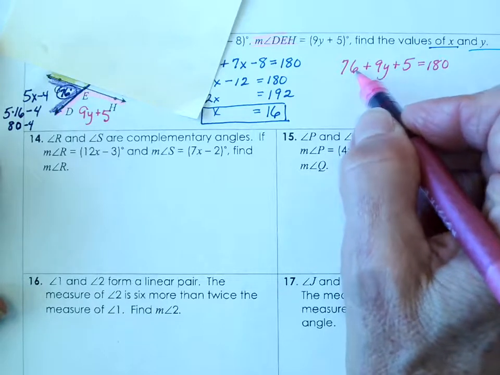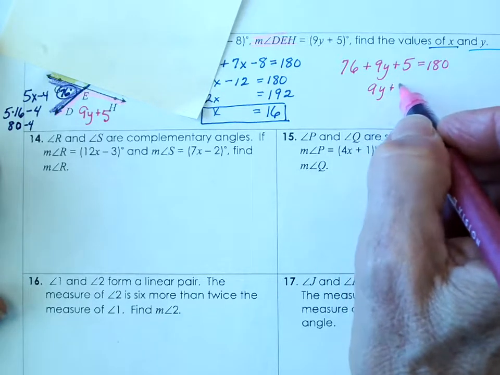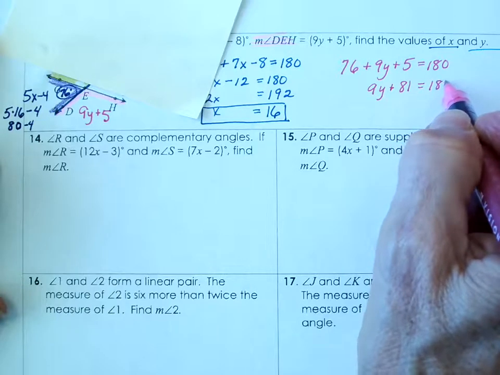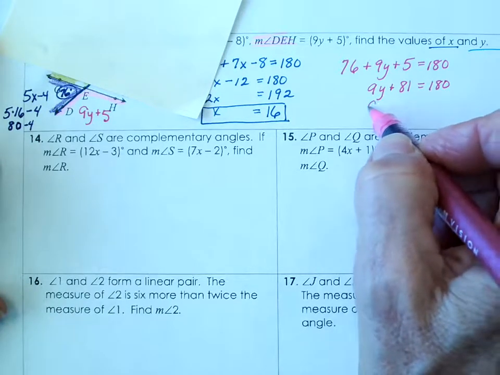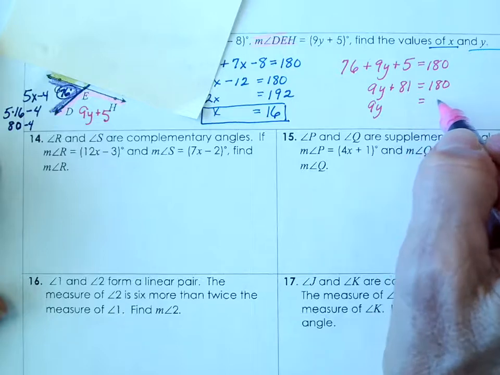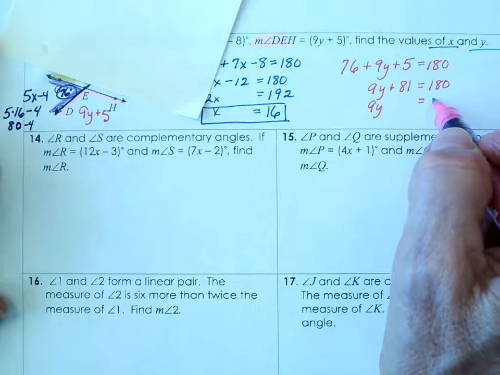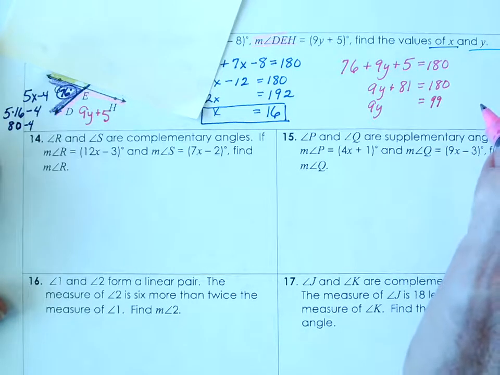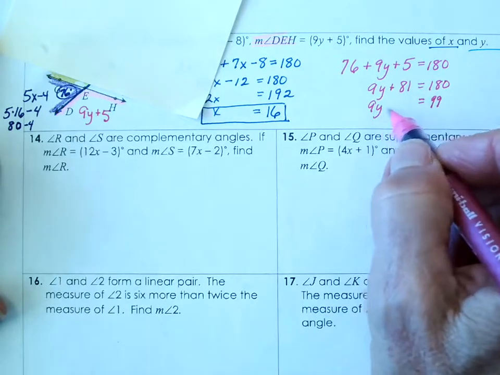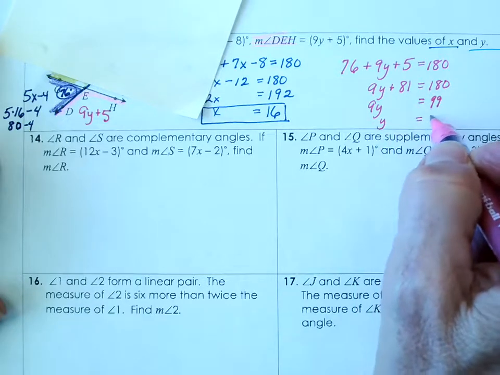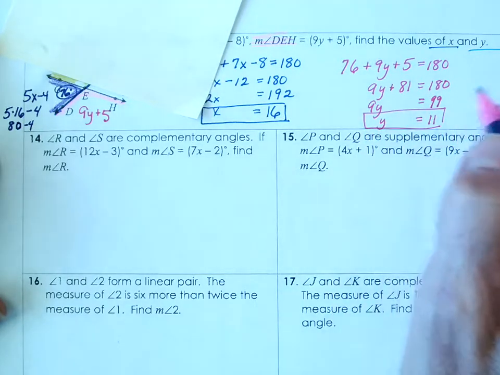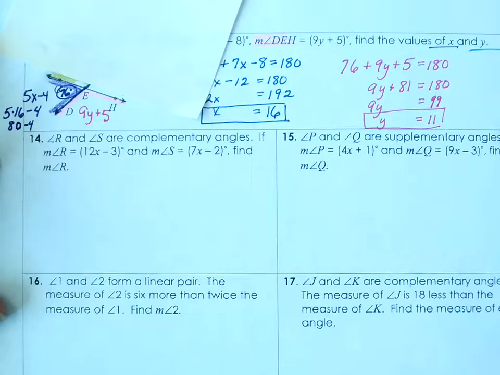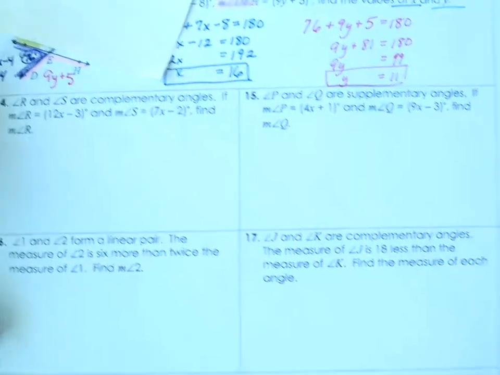So I'm going to combine my constants so that I have 81. I'm going to subtract 81 on both sides to keep it balanced. I end up with 99. Divide both sides by 9, I have y equals 11. We're going to jump to 15. There we go.